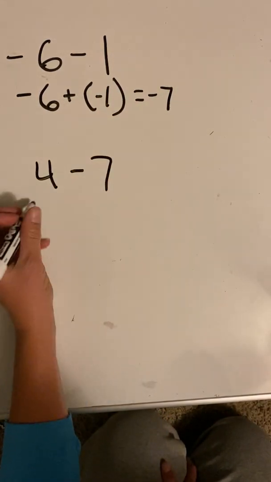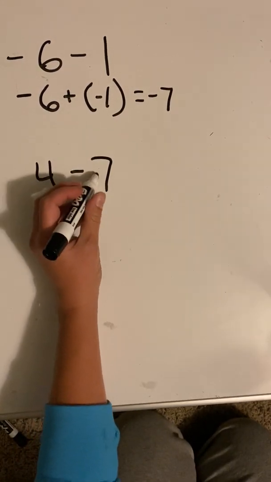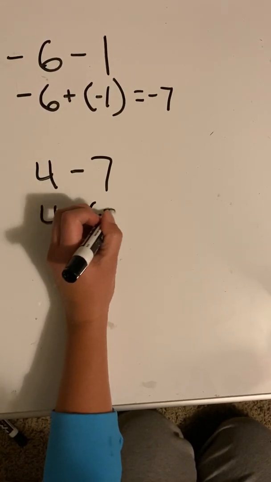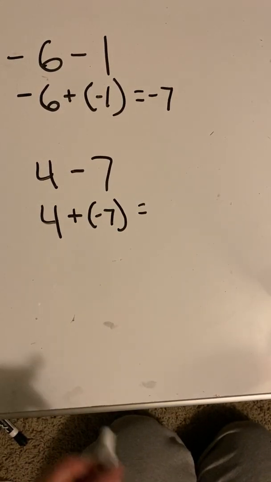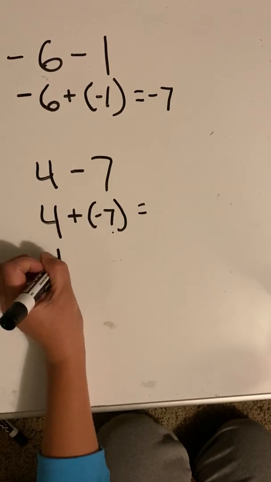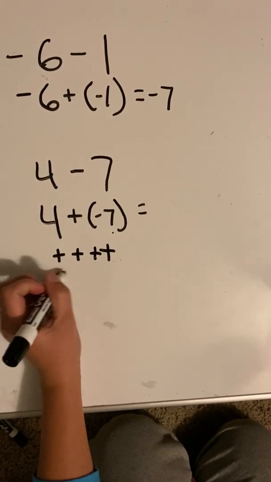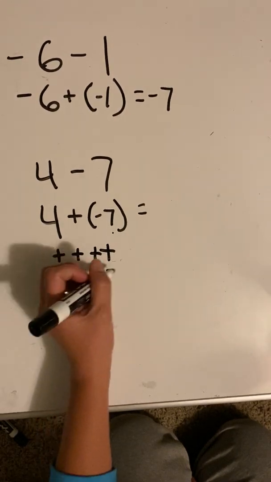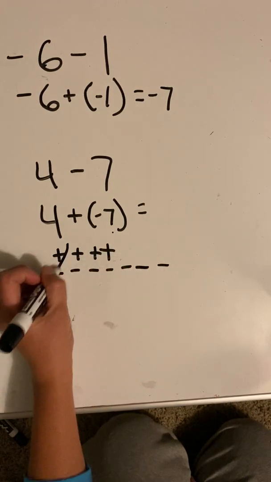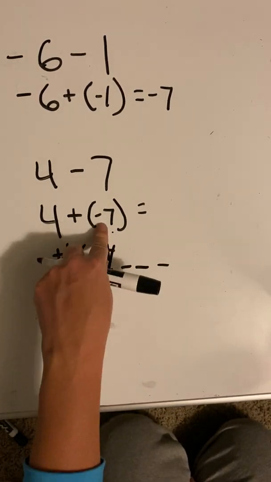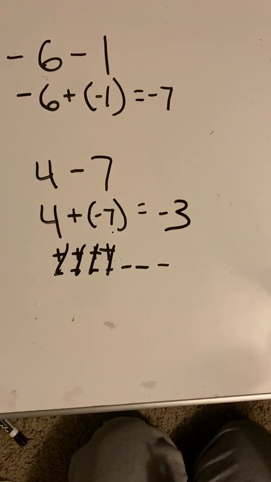4 minus 7. Keep the first number the same. Subtraction changes to addition. +7 becomes -7. Okay, so we're adding integers, and I know this gets a little tricky. We have 4 positive, 7 negative. So remember we talked about when we've got positive and negative, we really actually need to subtract them. 1, 2, 3, 4, 5, 6, 7, right? Because these will cancel each other out. 7's bigger and it's negative, so this becomes -3.